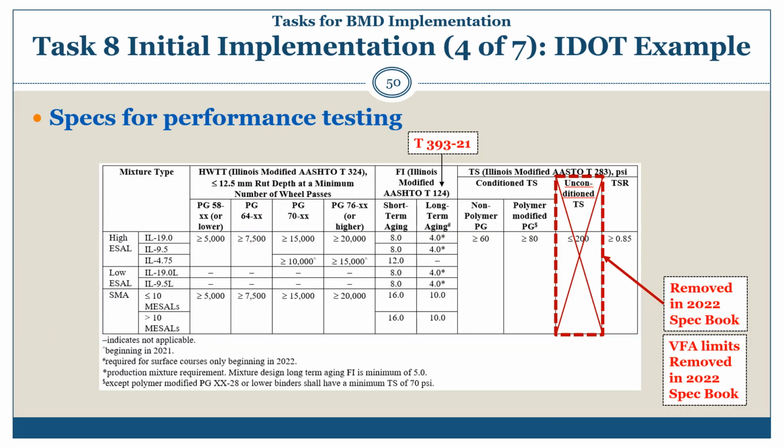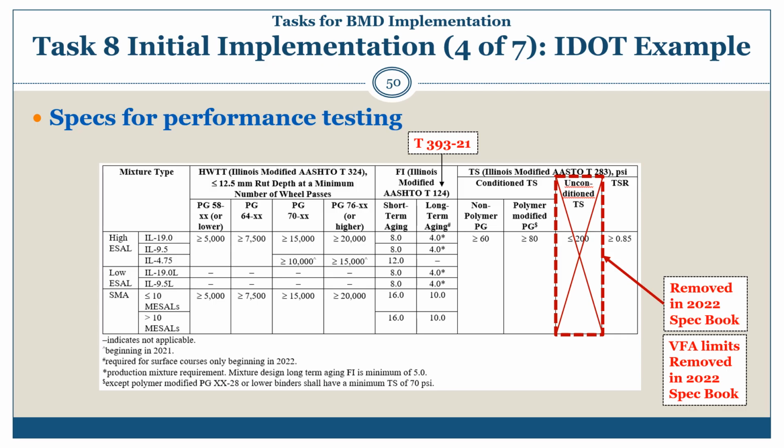So this is basically the IDOT requirements for performance testing, which require the mechanical test on all of their asphalt mixtures, which are summarized here in these tables, including the high ESAL, low ESAL, the SMA, and the different nominal maximum aggregate size asphalt mixtures. The Hamburg wheel tracking test criteria is based on the binder performance grades, accounting for both the climate and the traffic conditions. And as you can see, the number of cycles is adjusted. The minimum number of wheel passes to 12.5 millimeter is adjusted based on the mixture type.